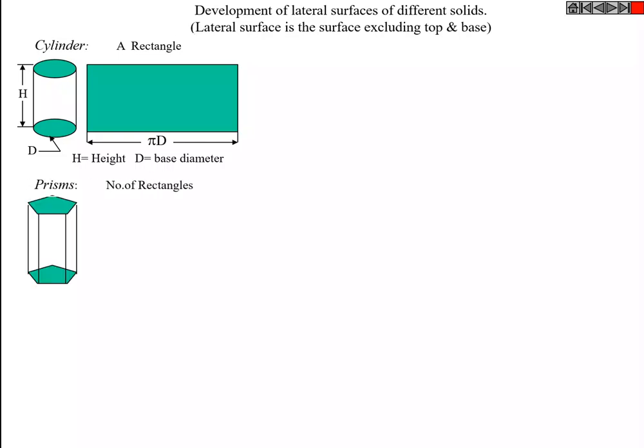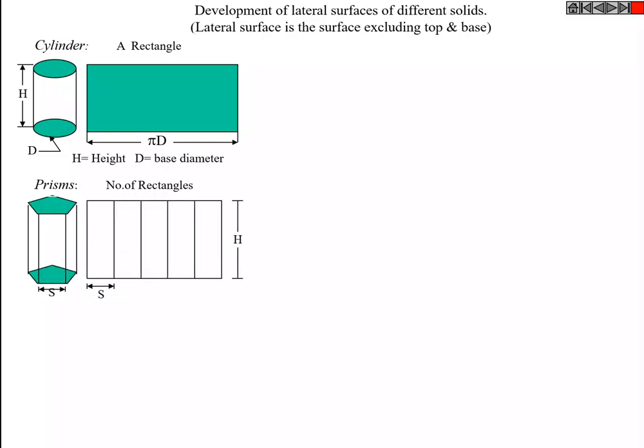If you take a prism, the number of rectangles lying side by side is equal to the number of surfaces. S is the given side. If it's a pentagonal prism, you need five rectangular faces with the required height. Height is the overall length of the prism, and S is the given side. So if it has five faces, there will be five rectangles lying side by side.